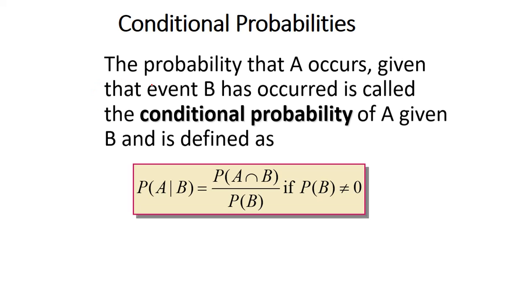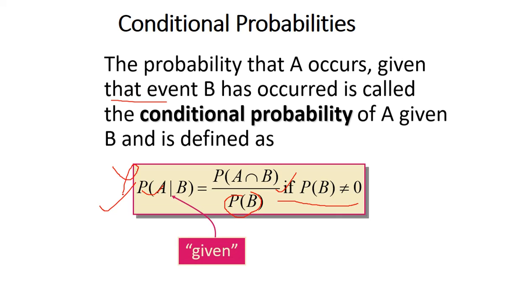The probability that A occurs given that event B has occurred is called the conditional probability of A given B. This is the formula for conditional probability. You can easily remember this definition: the probability that A occurs given that event B has already occurred. Probability of A given B equals probability of A intersection B divided by probability of B. Here, probability of B is always not equal to 0. If probability of B is equal to 0, this formula is not applicable. This is the given symbol: probability of A given B.